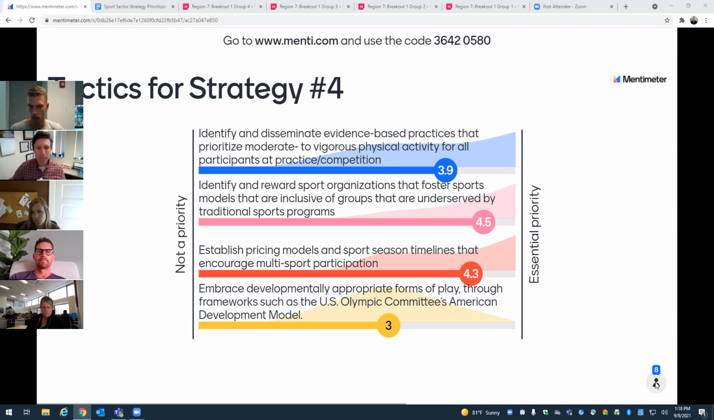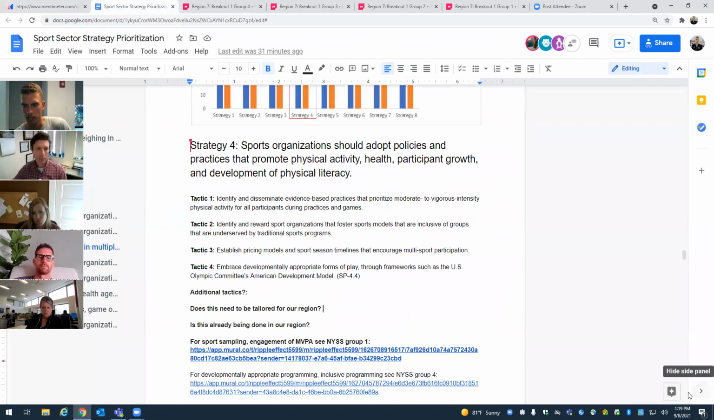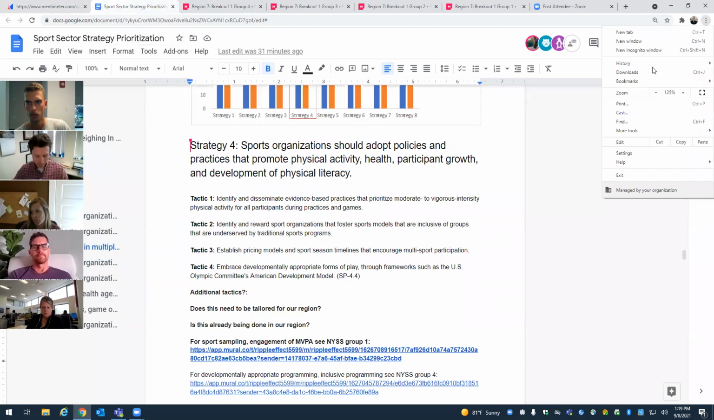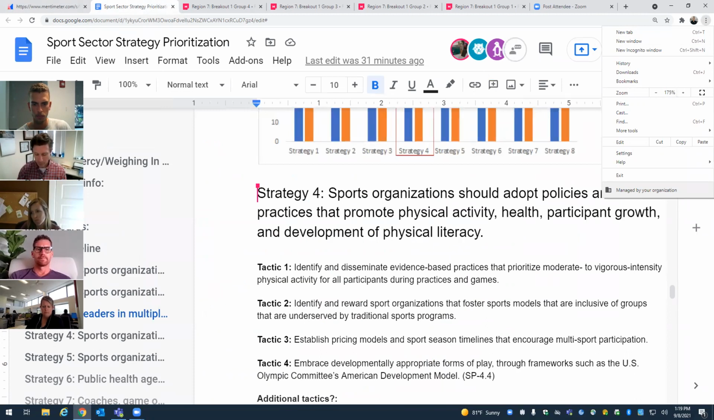All right, we'll wait for a couple more responses and then we can get started with the conversation. In the meantime, let's start talking about tactic 1. So strategy 4, tactic 1. Let me know if you guys can't see this well enough. I can zoom in farther, or like I said, you can open this up on your computer as well.